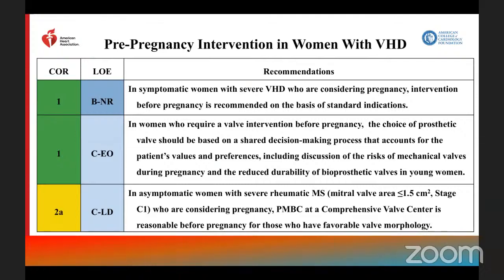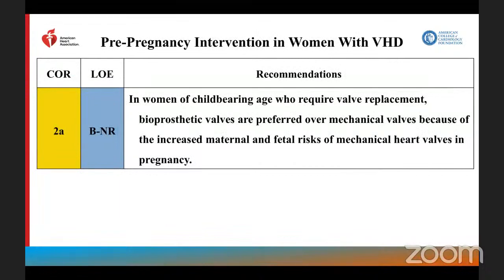For asymptomatic women with severe rheumatic MS, mitral valve area equal to or less than 1.5 centimeters squared, stage C1, who are considering pregnancy, a percutaneous mitral balloon commissurotomy at a comprehensive valve center is reasonable before pregnancy for those who have favorable valve morphology as a class 2A. In women of childbearing age who require a valve replacement, a bioprosthetic valve is preferred over mechanical valves because of the increased maternal and fetal risk of mechanical heart valve in pregnancy as a class 2A.